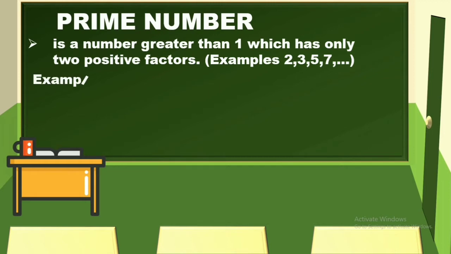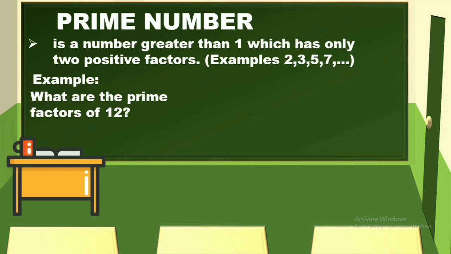So let us continue. Let's have an example here. What are the prime factors of 12? So by doing that, let us use factor tree. Yung natutunan natin nung elementary tayo. So let us use factor tree to get the prime factors of 12. So let us think numbers that when you multiply, the answer is 12. So in this case, I use 6 times 2. 2 is a prime number, but 6 is not.